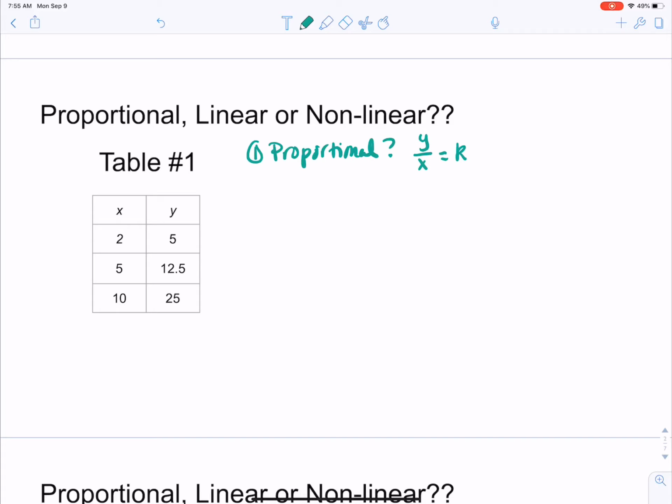So if we wanted to check, remember 2, 5 would be an ordered pair, so those two numbers correspond with each other. They are part of the same point. So we would have to do 5 divided by 2. We would have to do 12.5 divided by 5 and 25 divided by 10. And remember, the fraction bar is division, so we are writing these as division problems.